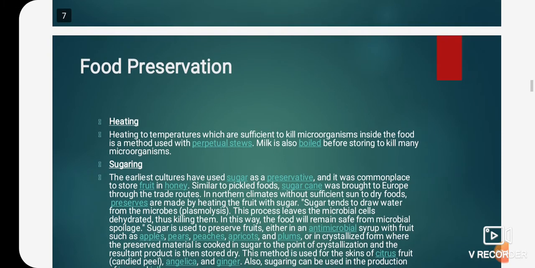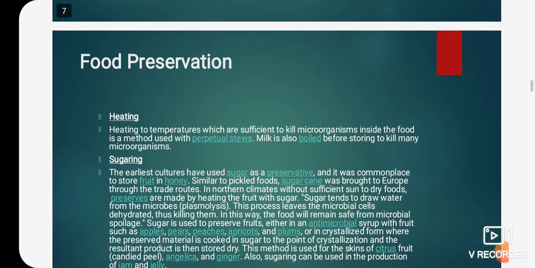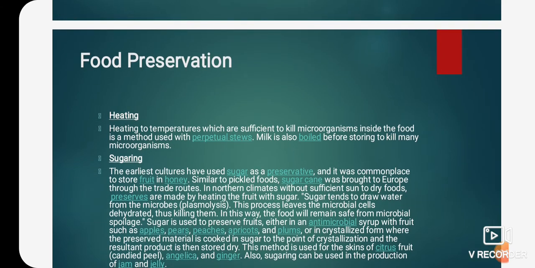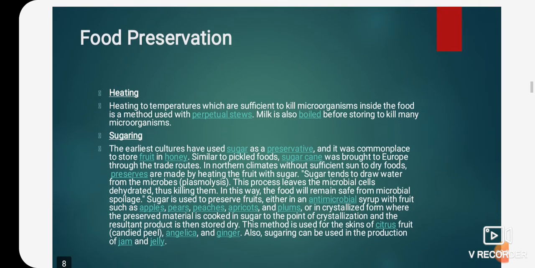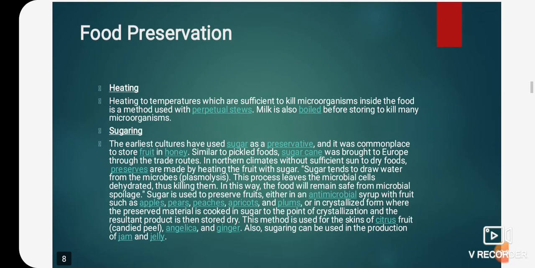Sugar tends to draw water from the microbes through plasmolysis. The process leaves the microbial cells dehydrated, thus killing them. In this way, the food will remain safe from microbial spoilage.